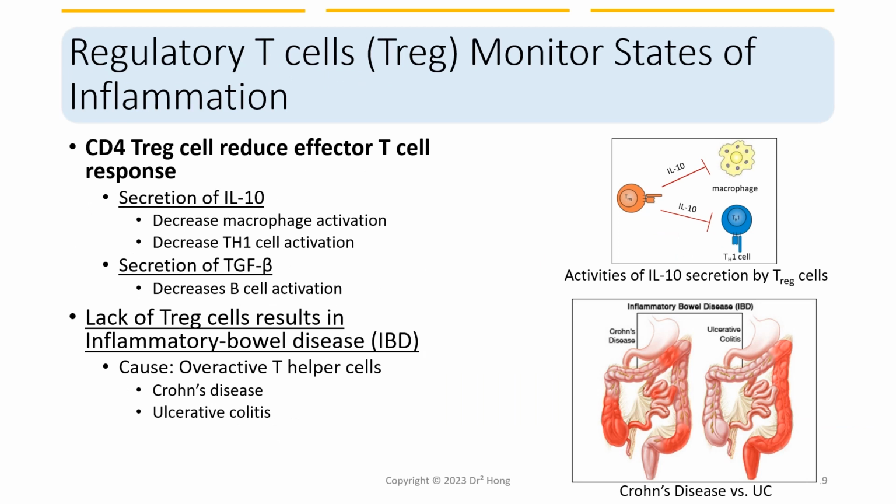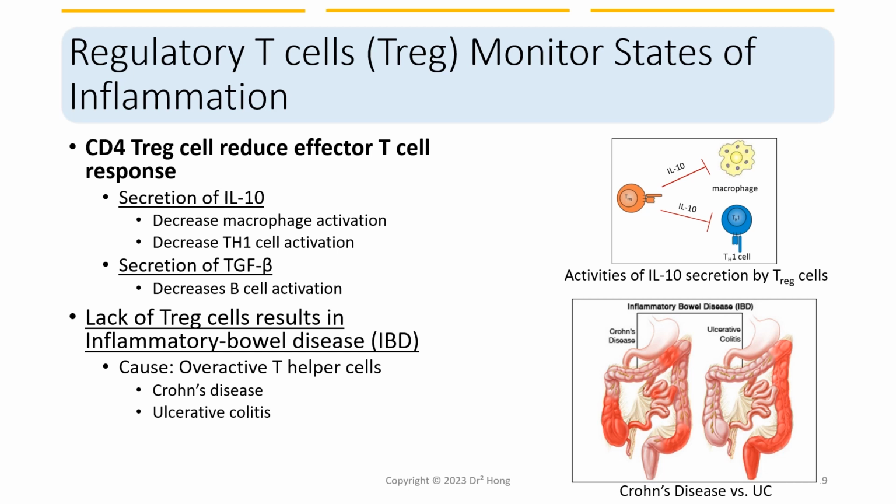These regulatory T cells are abbreviated as Treg in most textbooks. They belong to a subtype of CD4 T cells. They secrete IL-10, which suppresses macrophage activation and decreases Th1 cell activation. They also release TGF-beta to decrease B cell activation. Treg cells are particularly important in maintaining a non-inflammatory intestinal condition.